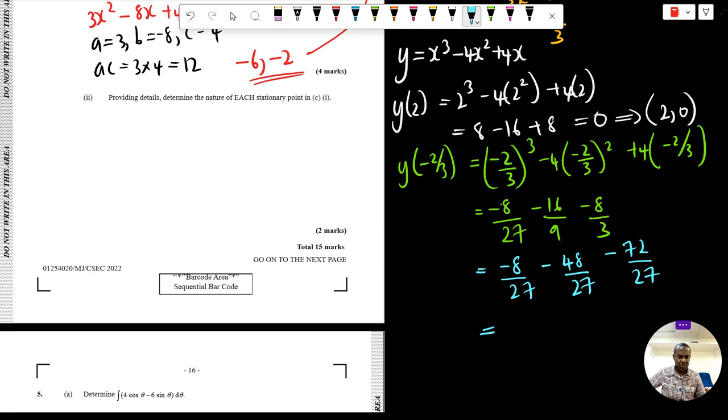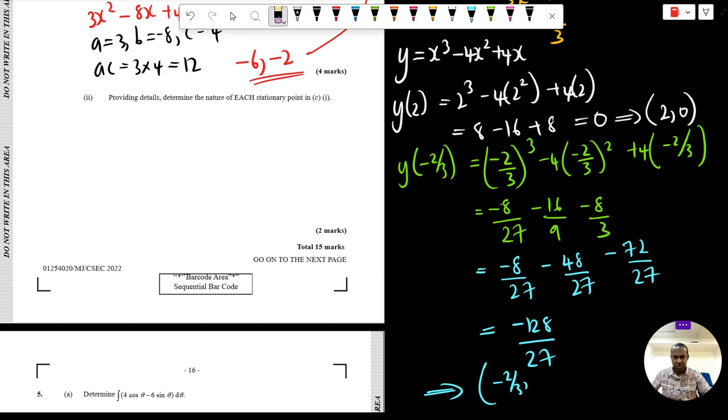And since our denominators are now all the same, we can just combine our numerators. Minus 48 minus 72, that's minus 120, minus 8. That's minus 128 over 27. And therefore, the other stationary point is minus 2/3.